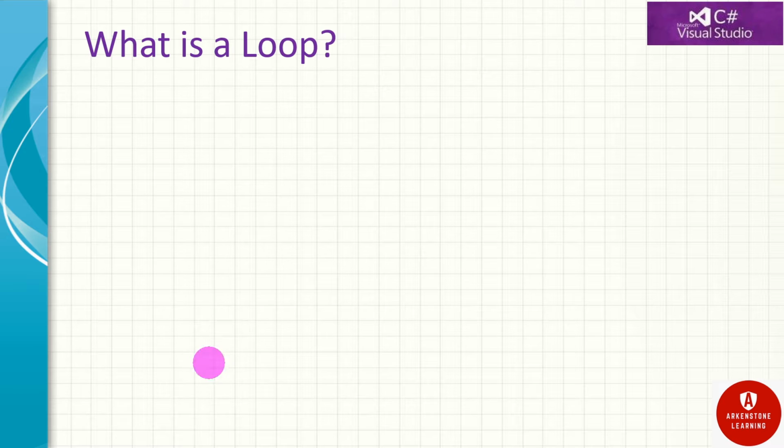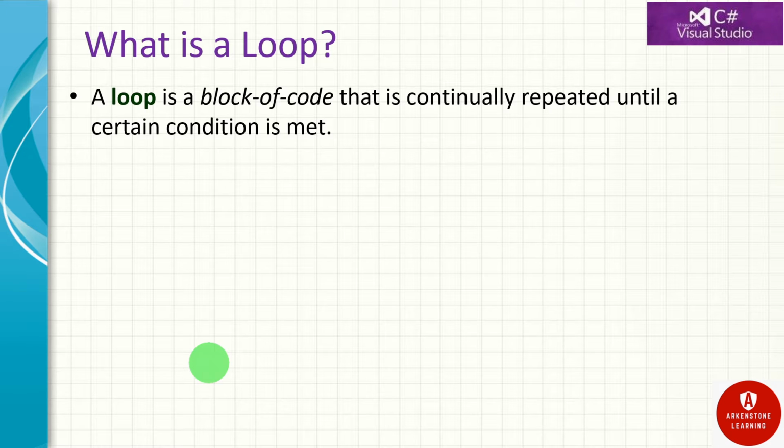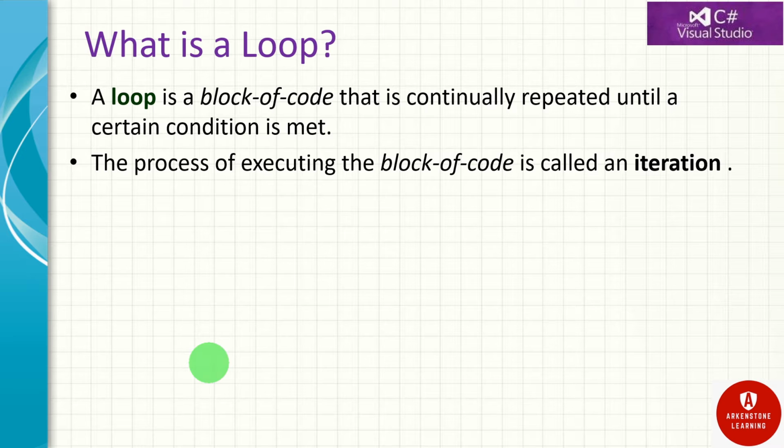So what is a loop? A loop is a block of code that is continually repeated until a certain condition is met. The process of executing the block of code is called an iteration.